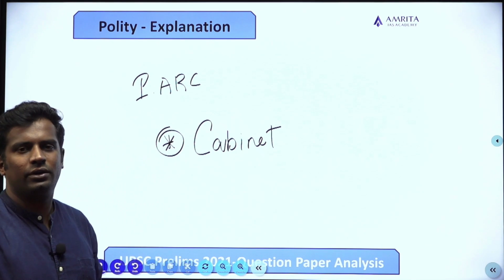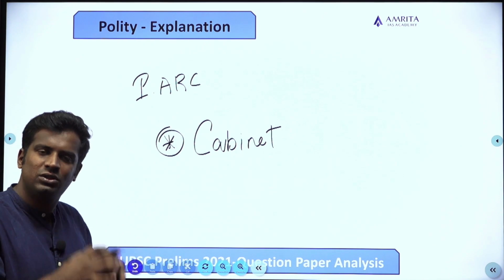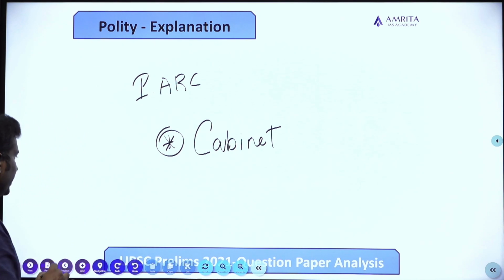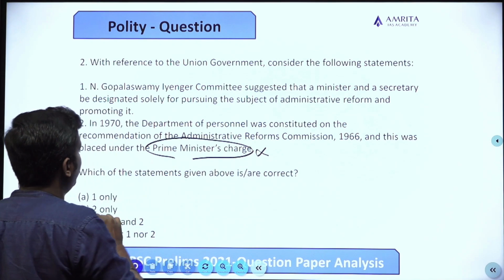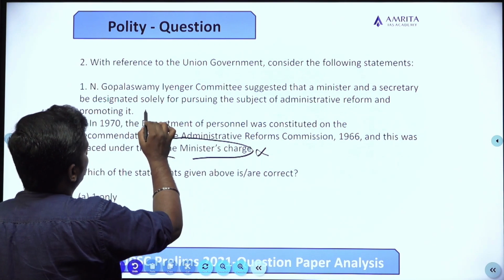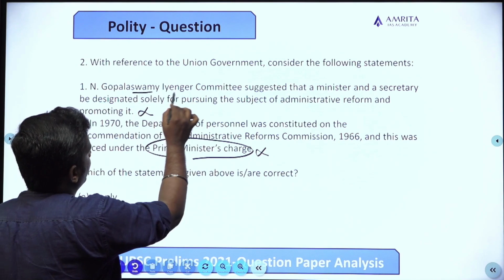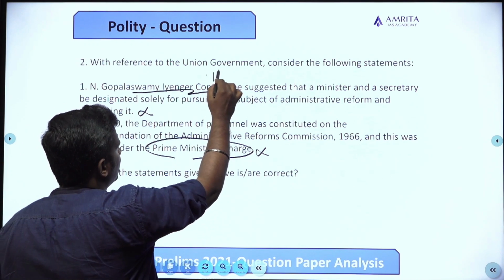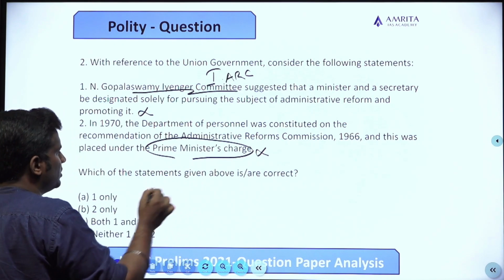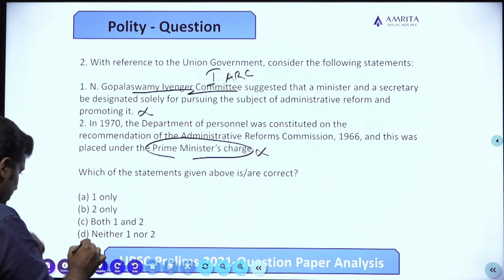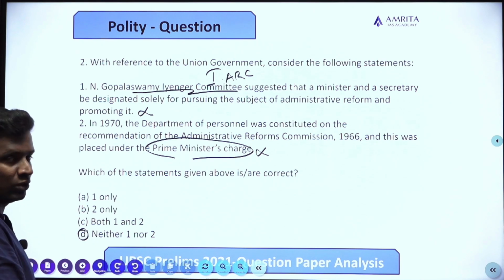Under the Cabinet, not the Prime Minister as such. It was under the charge of the Cabinet. So, taking that into account, I can say this statement is wrong because it's not the PM, and this statement is wrong because it is not the Gopalaswamy Iyengar Committee. It is rather the first ARC. So, taking this into account, I can say both the statements are wrong. Therefore, the answer for this question is option D, neither 1 nor 2.